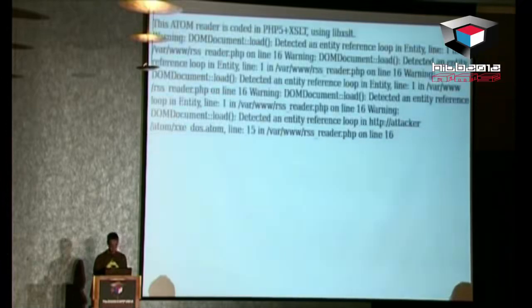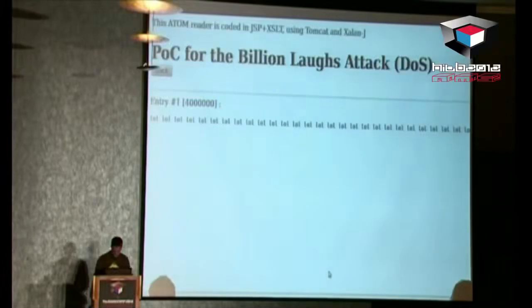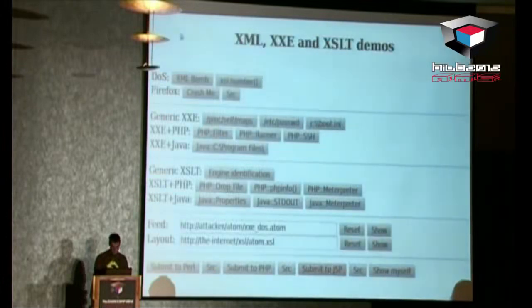In PHP, you have a kind of error message because here there is an entity reference loop which is detected. I didn't have a look at the code. It probably can be bypassed. It's PHP. It's easy. And in JSP, we will get an error because we can, oh no. So it works, it's another demo. It works in JSP too.